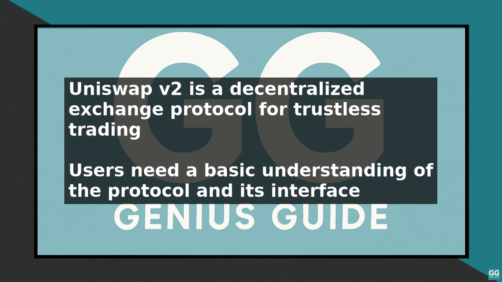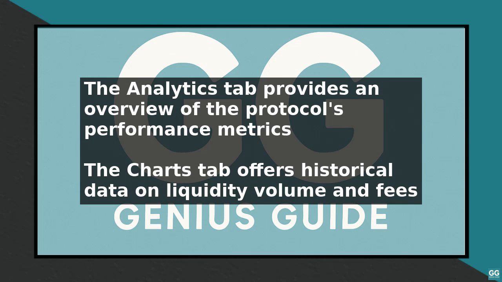First, navigate to the Uniswap v2 website and click on the Analytics tab. This will take you to a page that provides an overview of the protocol's performance, including metrics such as total value locked, daily volume, and liquidity provider returns.